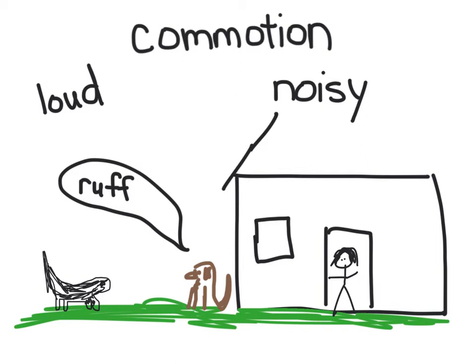Commotion is a lot of noise. Think of a time that maybe somebody at your house was making a lot of commotion. Might have been your baby brother or sister crying at 3 o'clock in the morning. I saw Kobe roll her eyes.